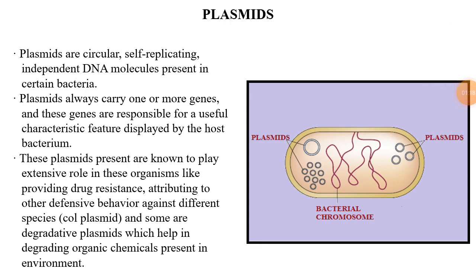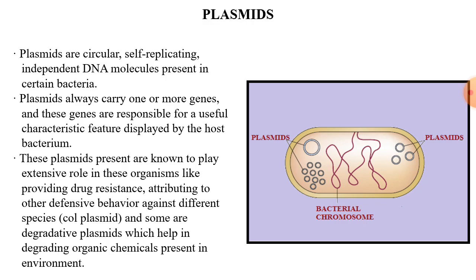What are plasmids? Plasmid, if you see the image, you can know they are circular, double-stranded, self-replicating, independent DNA. They are not integrated with the host chromosome. They are independent. Just by looking at its characteristics, you can list 3 or 4 characteristics of plasmid that form the definition.